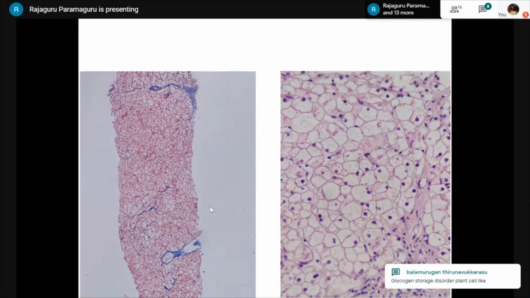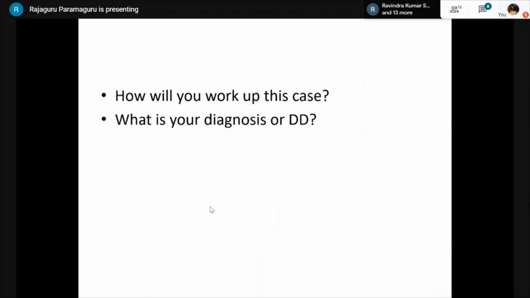So anyone, how will you work up this case? Don't have to go in detail, just with the stain, what kind of stain you will do. What is your diagnosis, or if you have a differential diagnosis, what is your differential diagnosis? Dr. Bala has a diagnosis. Actually, his audio is not working, so he's typing.